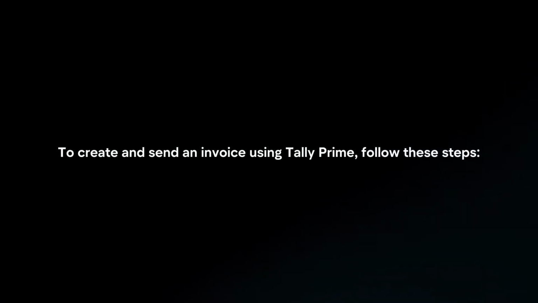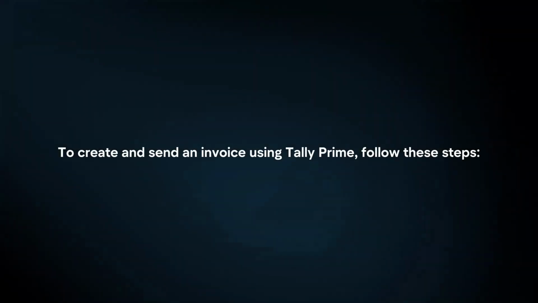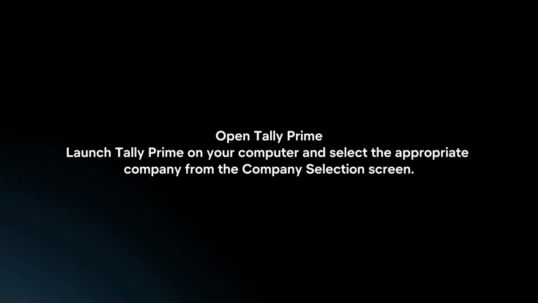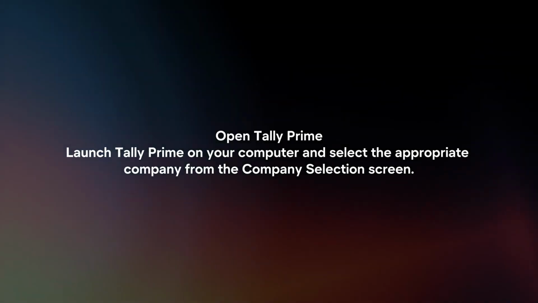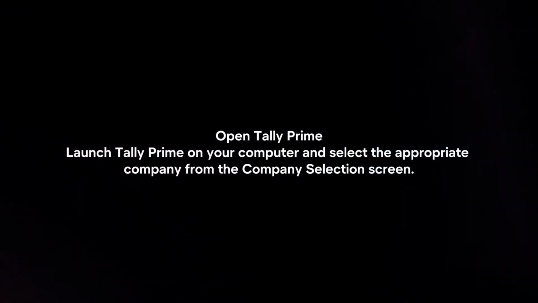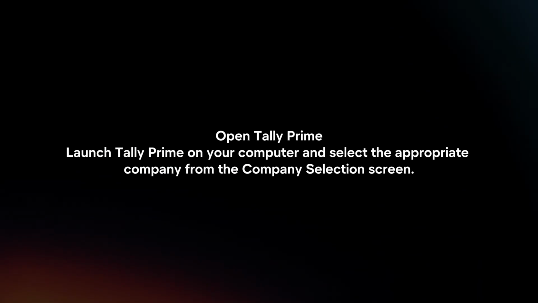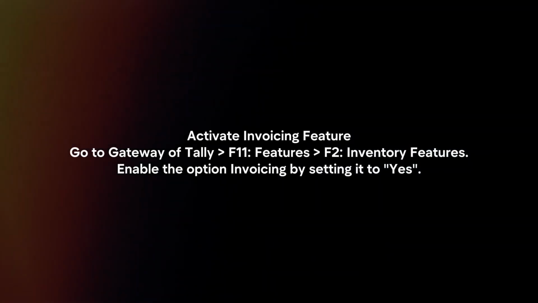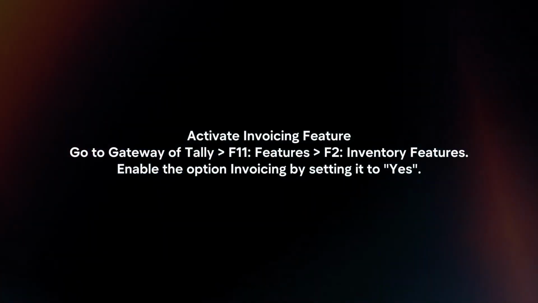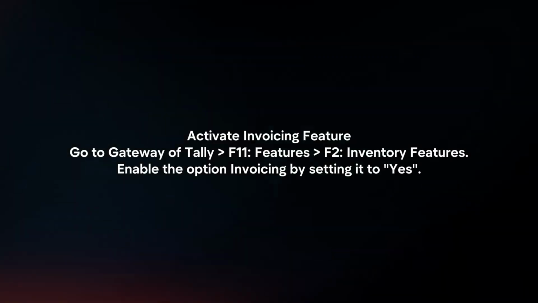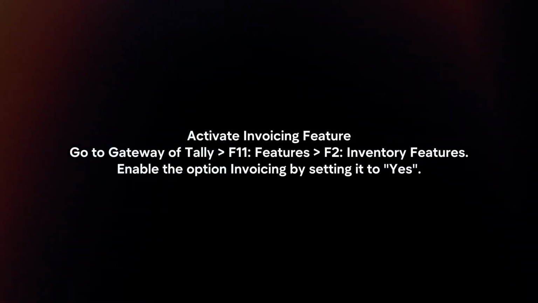To create and send an invoice using TelePrime, follow these steps. Open TelePrime. Launch TelePrime on your computer and select the appropriate company from the company selection screen. Activate invoicing feature. Go to Gateway of Tele, F11 Features, F2 Inventory Features. Enable the option Invoicing by setting it to Yes.